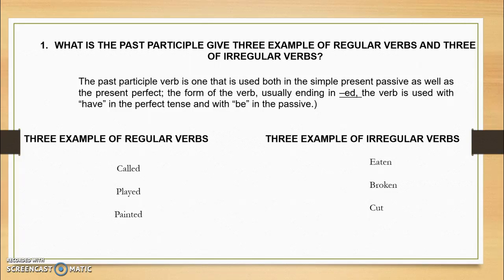3 examples of regular verbs: kayaked, played, painted. 3 examples of irregular verbs: eaten, broken, cut.